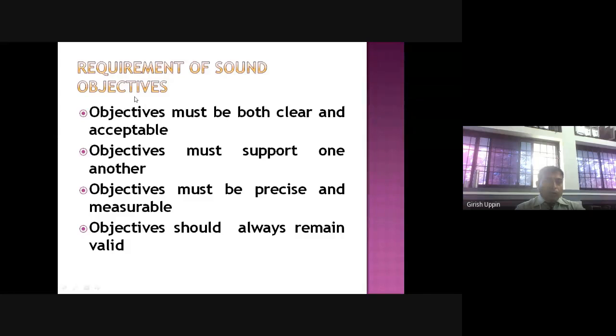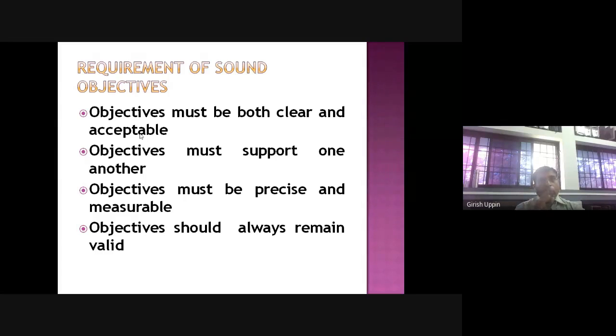Okay, and what are the requirements of a sound objective? A sound objective is like, if you want to have very good objectives, then what are the requirements? Objectives must be both clear and acceptable. Okay, the first requirement is that it should be very clear. When I say students should be able to write a simple program using a for loop, this is very clear. There is no ambiguity here. Acceptable is basically where this particular statement doesn't hold good when we have a lot of stakeholders.